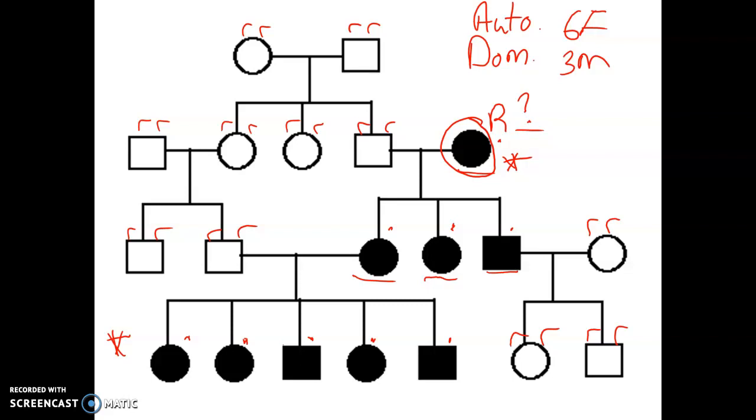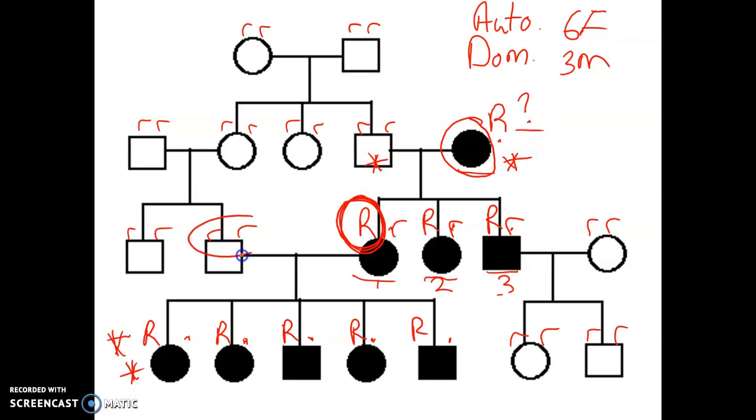Now, all 3 of these children below, 1, 2, and 3, they're affected. They got it from mom. Dad up here is normal, so all 3 of them will be big R, little r. And then finally, down here again, all of these individuals are affected. We know they have 1 big R that makes them affected. That would have had to have come from mom here.